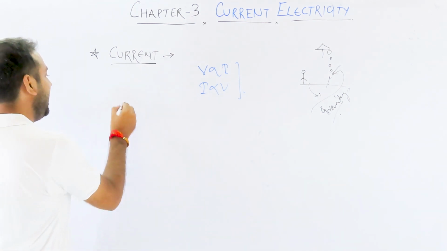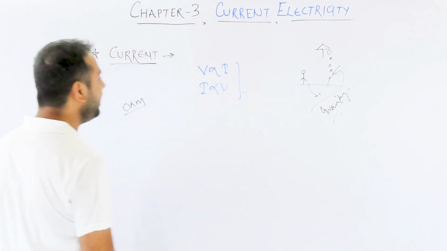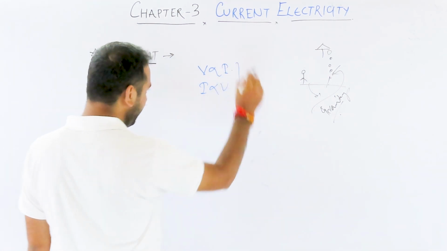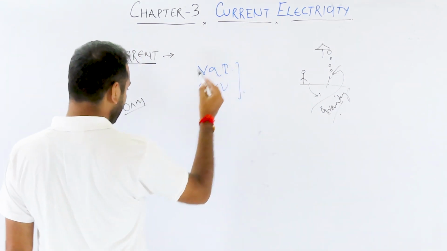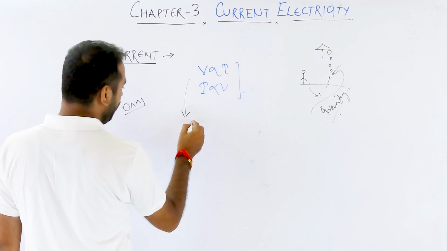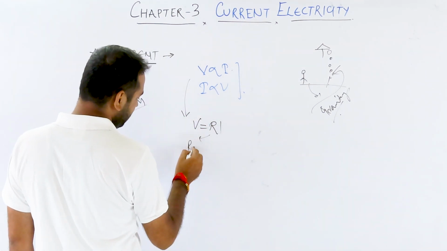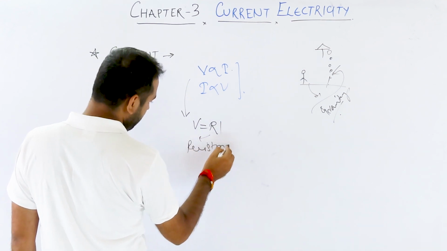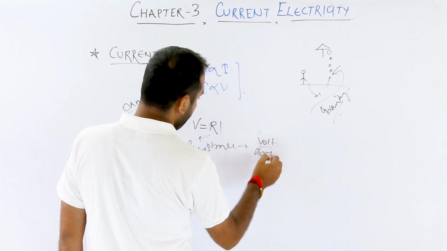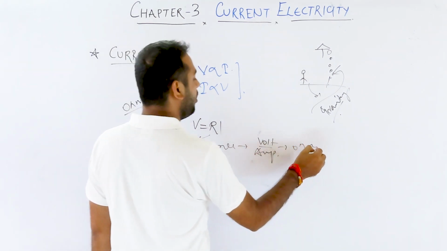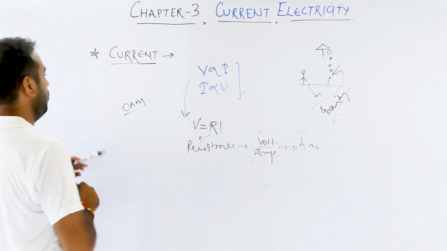Similarly, in this case, there was a scientist called Ohm. He was doing some experiment and he figured out that on increasing voltage, current is also increasing, and on decreasing voltage, current is also decreasing, and hence V is directly proportional to I. To remove that proportionality constant, he introduced a constant called resistance. Its unit is volt per ampere, called ohm, on behalf of that scientist's name, and that law is called Ohm's law.